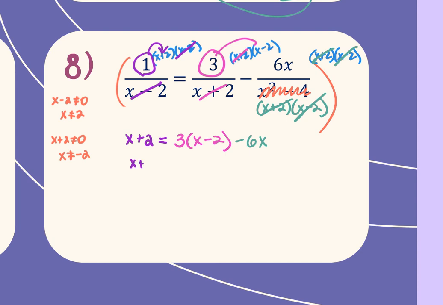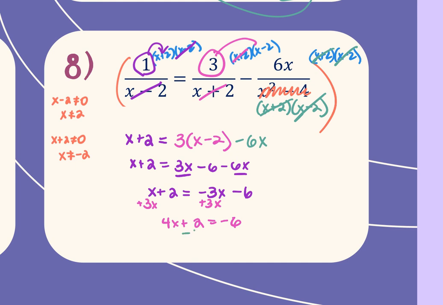I'm going to distribute the 3. Combine my like terms: x plus 2, negative 3x minus 6. Add the 3x. Subtract the 2. Divide by 4. And I get x equals negative 2.